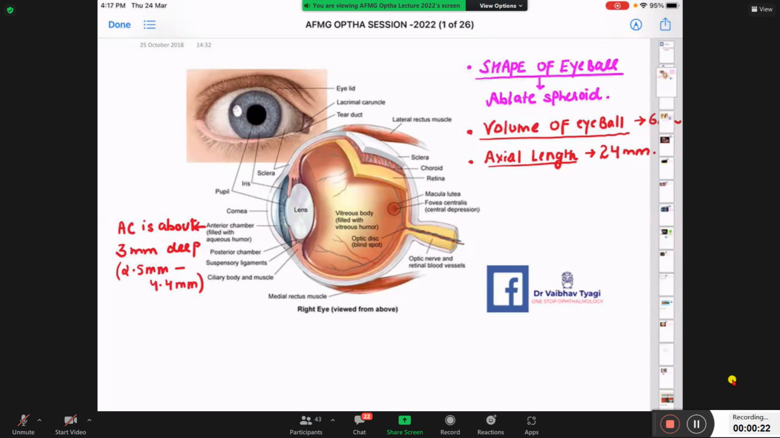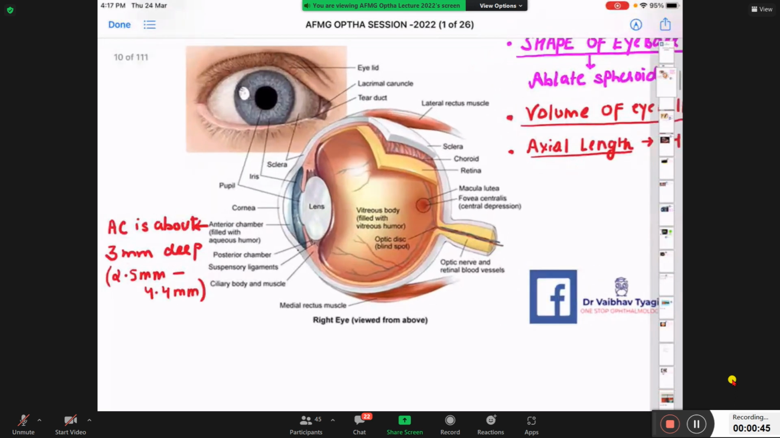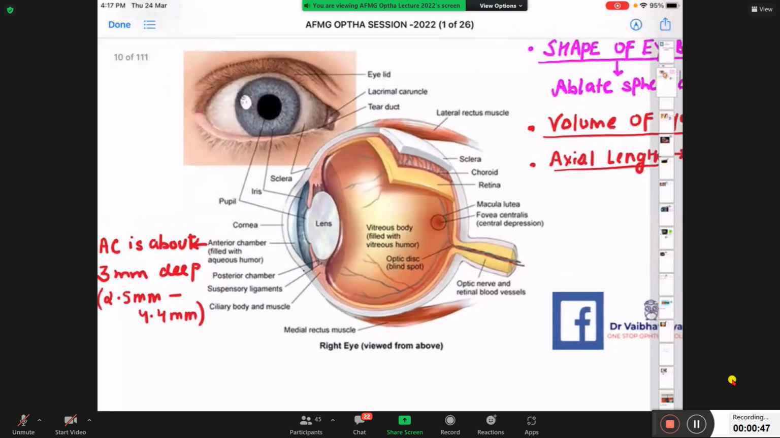So basically, I'll be starting with your basics, and we'll be dealing with anatomy first. In the anatomy, we will be taking each and every structure in detail, and later on, we will discuss each and every chapter. Just try to focus on the images which I show you and the mnemonics which I'll give you for each and every topic. So first of all, we'll focus on the anatomy.